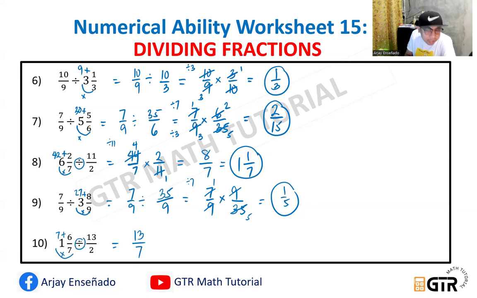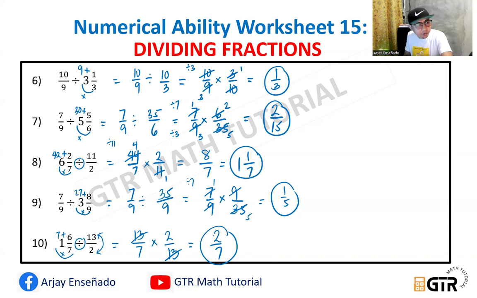So we can directly change the division symbol to multiplication and then get the reciprocal. Okay, so reciprocal. So we have 2/13. So we can cancel directly the 13 and then the remaining numbers are 2 and 7. So final answer is 2/7.